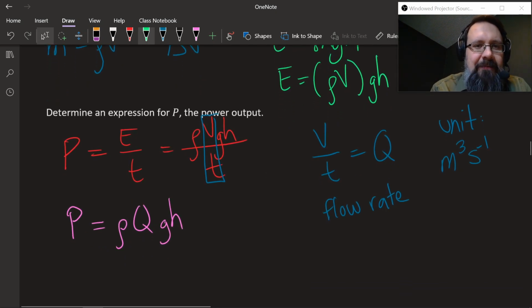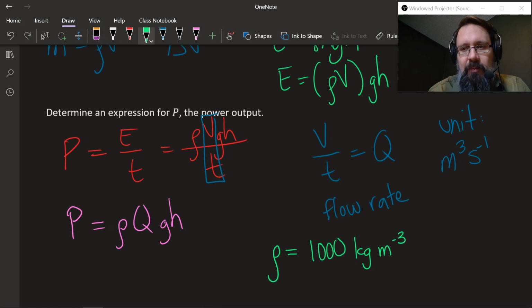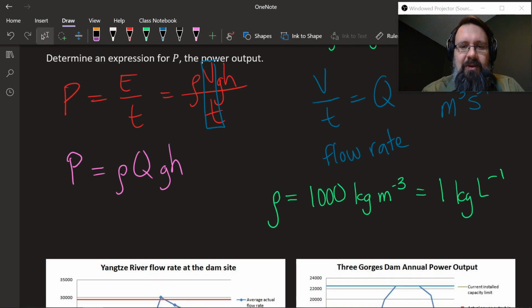And the density of water, if you don't know it, is 1,000 kilograms per cubic meter, which works out to being 1 kilogram per liter. Let me write it like that. So if you have a 2-liter bottle that you usually buy at the store with soda in it, and you instead fill it with water, it'll be about 2 kilograms. So it's a kilogram per liter.